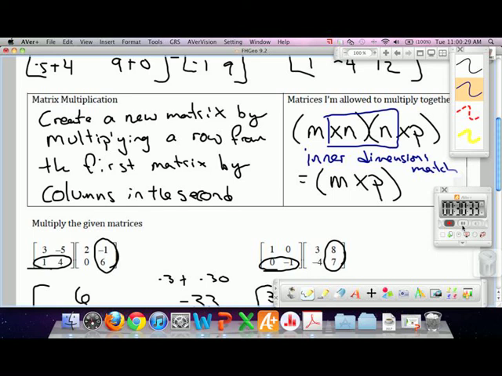There were 2 more examples. You can finish them out. This will be a 2 by 2. This is just a 1 by 1.